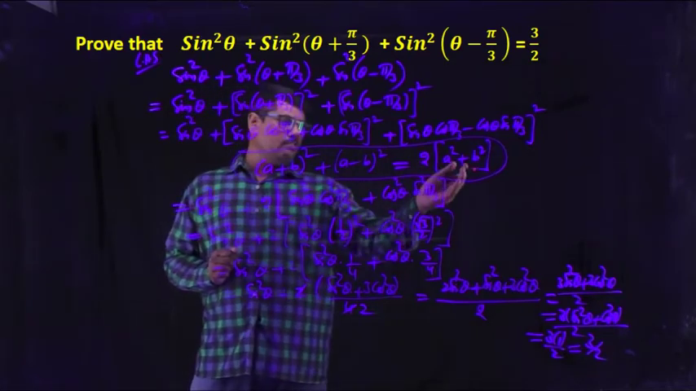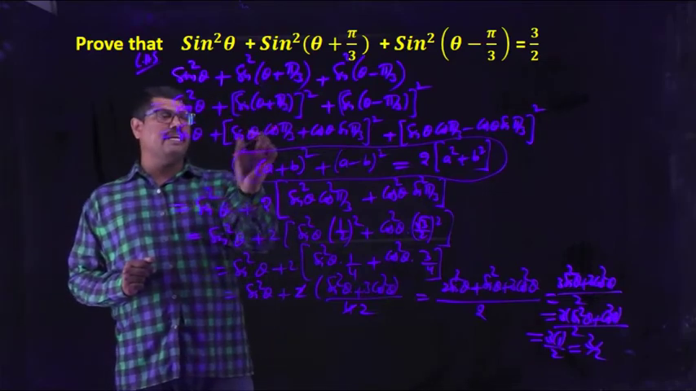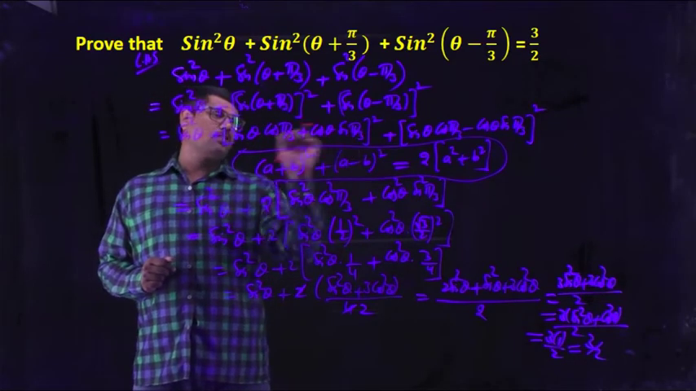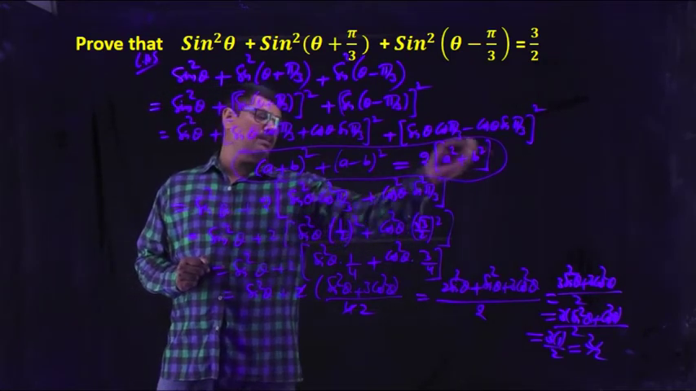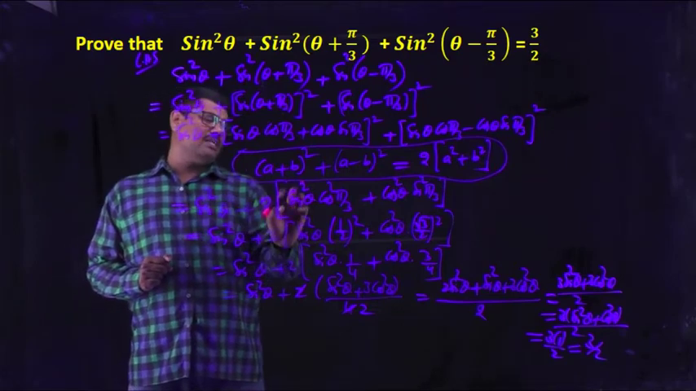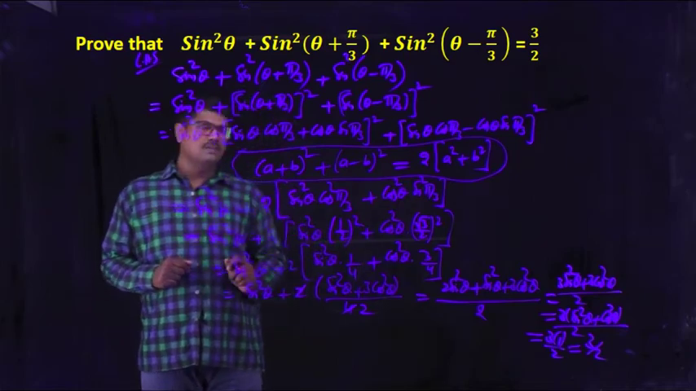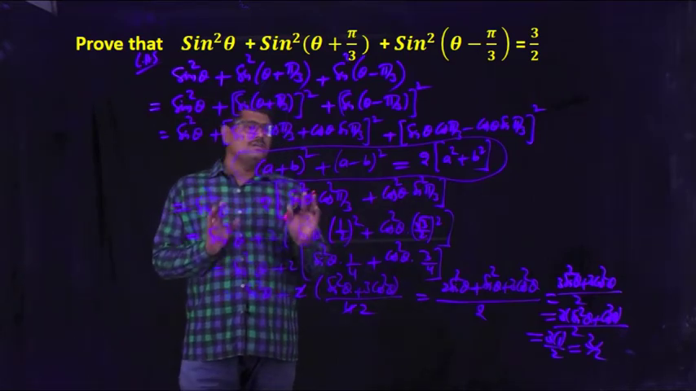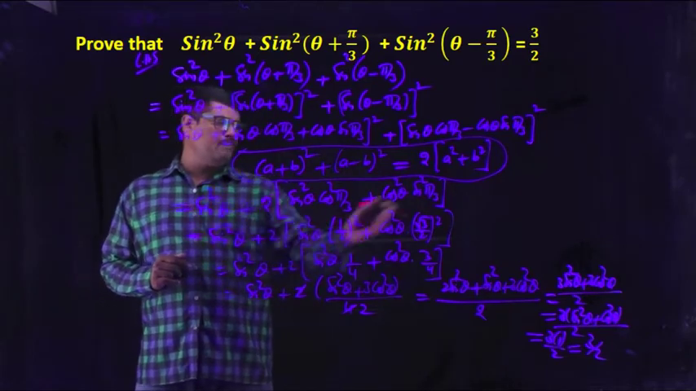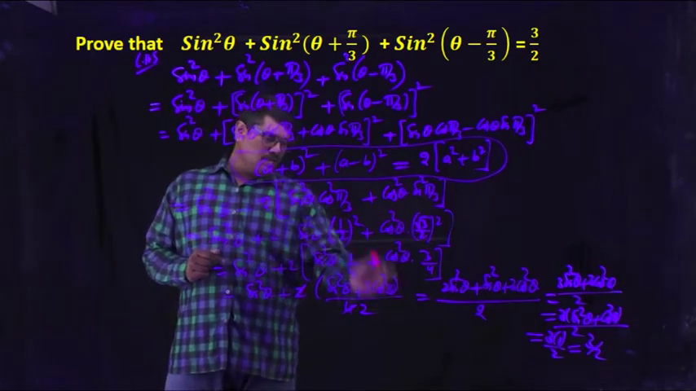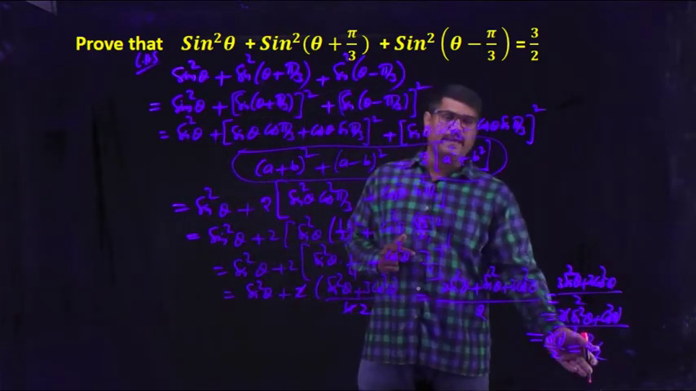Doing simplification, you will get the result as 2 into A square plus B square. Remember, the value of A is sin theta cos pi by 3 and B is cos theta sin pi by 3. So according to the formula, it has the square. So you have to consider sin square theta cos square pi by 3 plus cos square theta sin square pi by 3. Then it's all about substituting the values and getting the answer. Cos pi by 3 is 1 by 2, sin pi by 3 is root 3 by 2. Later, doing general calculation, we get the answer 3 by 2.